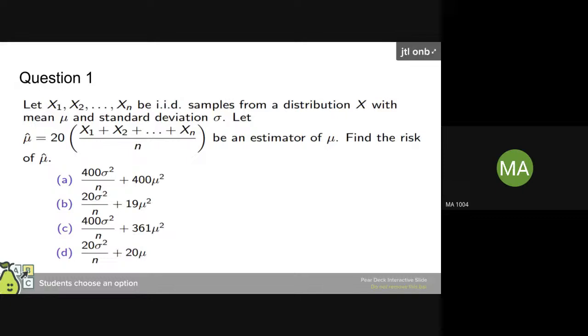Okay, the others who know the formula, just compute. You can use the direct formula, or you can write risk in terms of bias and variance. You can use that also.